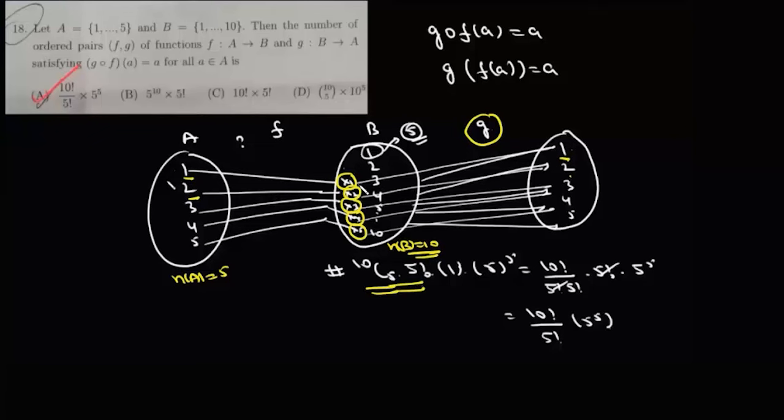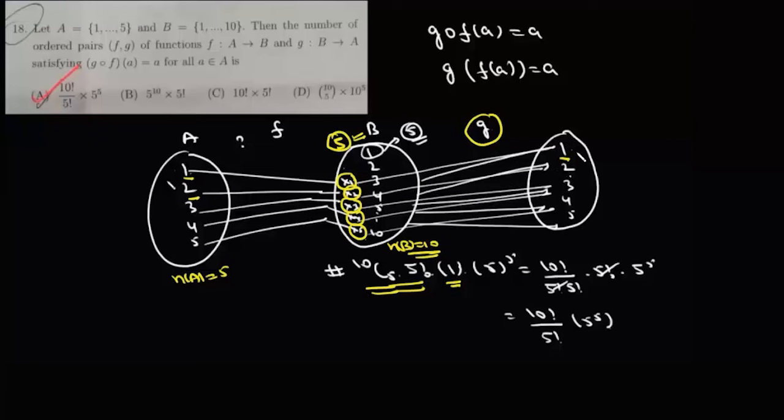Now coming to this set B, this set B has 10 elements. For these 5 elements, we already know their images, right? If x1 is mapped to 1, then x1 must be mapped to 1 for this g of f of a to be a. So the image of these 5 elements is already defined. So the number of ways of choosing the image for these 5 elements will be simply 1. What we are now left with is 5 remaining elements in B, and for these 5 remaining elements, we need to find an image in this set A.